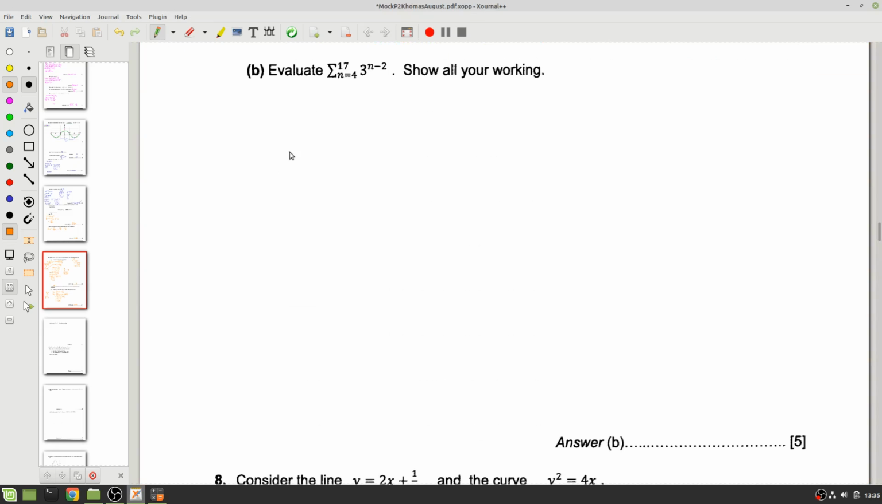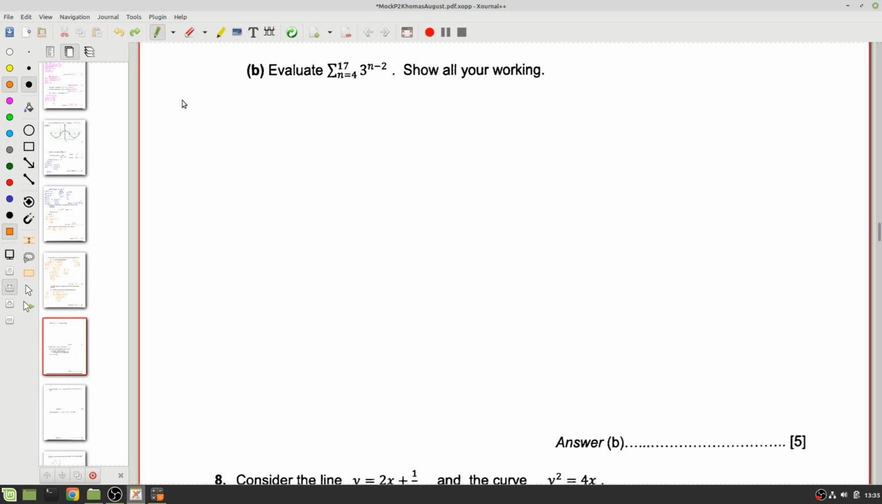Good. Question B. Evaluate. This is going to be an interesting part that some people don't think about in this question. I think that's specifically there as a bit of a tricky extension. Evaluate the sum from n equals 4 to 17 of 3 to the power n minus 2. For me the safest way to do these questions is to write down the first three terms by substituting 4, then 5, then 6, and then check whether it is an AP or a GP, and from there we know how to find the sums.